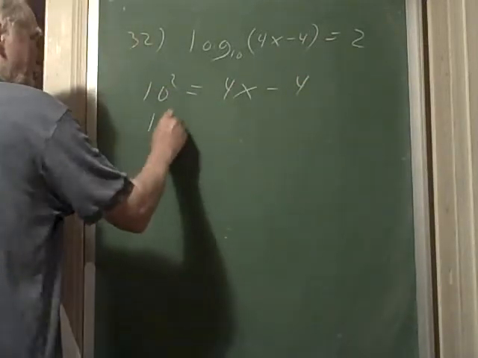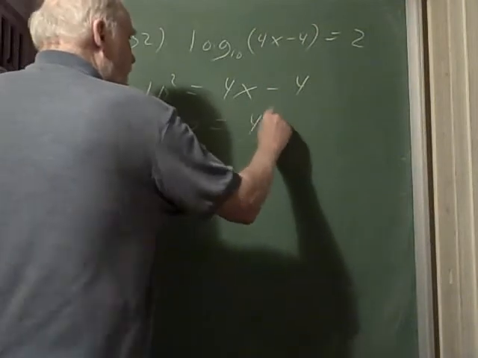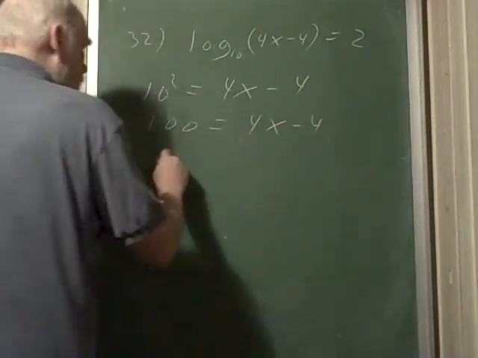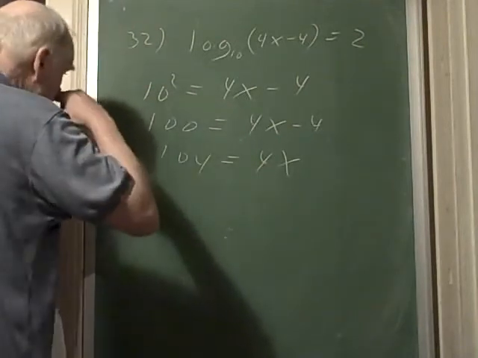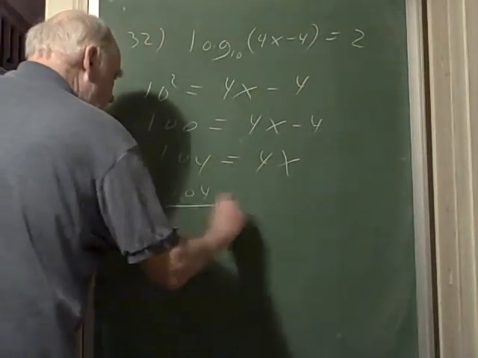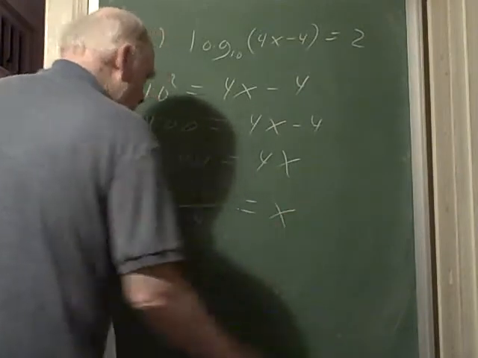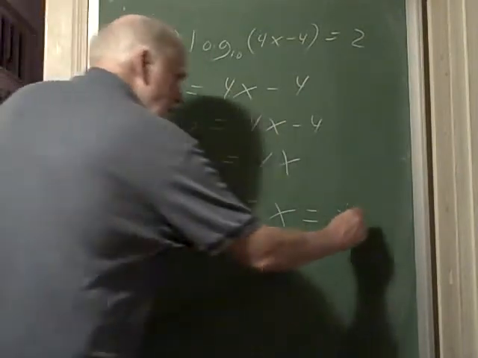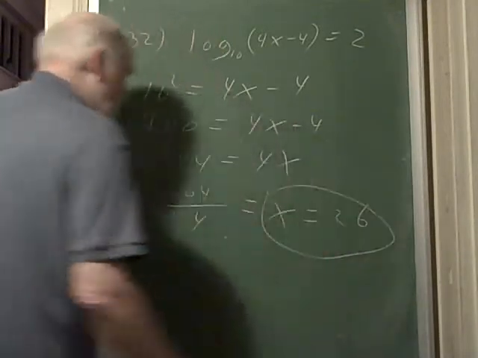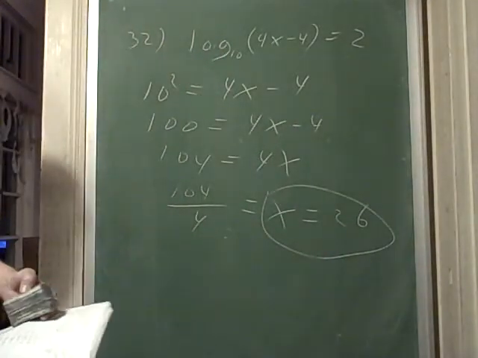We notice we have a linear equation. We have 100 equals 4x minus 4, or 104 equals 4x, or x equals 104 divided by 4. And I guess 4 goes into 10 twice, 26, that's the answer. When you divide 104 by 4, you get 26.